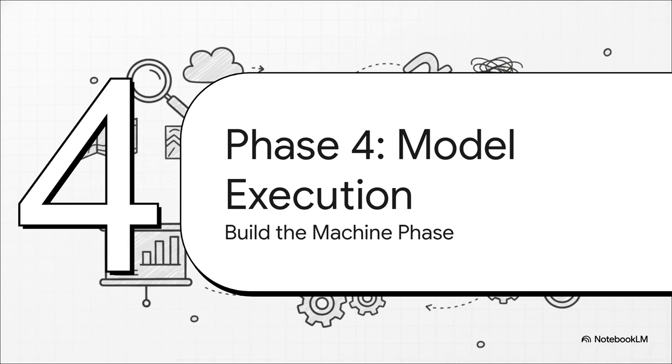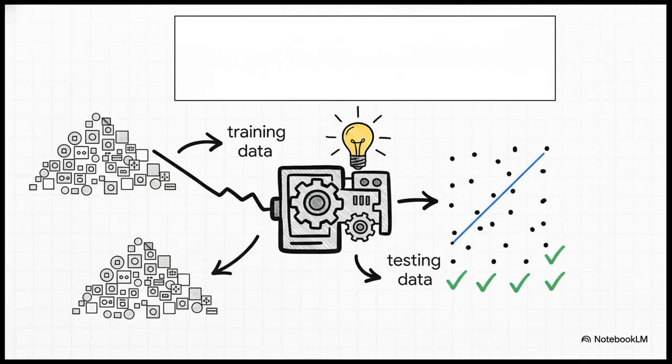We've arrived at the 4th stop on our journey, model execution. This is where the team actually builds the machine that's going to find our answer. This slide really gets to the heart of data science. The team splits their data into 2 parts. They use the first part, the training data, to teach the model. It's kind of like giving it a practice test. Then they use the second part, the testing data, to see if the model actually learned the right things.